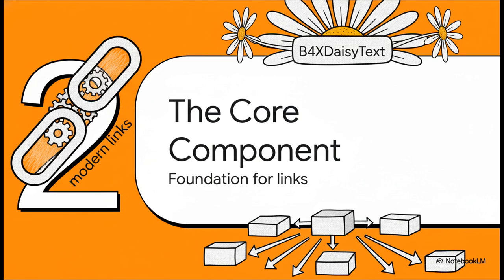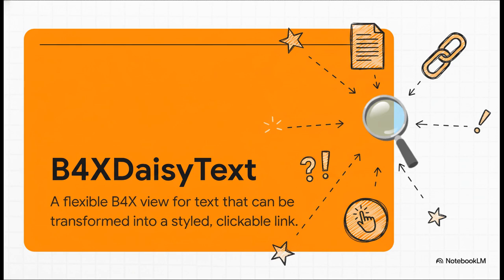Okay, so how do we actually do this in B4X? Well, the magic starts with one single, super flexible component called B4XDaisyText. This little guy is going to be our main building block for pretty much everything we're about to do. At its core, B4XDaisyText is, you guessed it, for displaying text. But here's the kicker. With just a couple of tweaks to its properties, it completely transforms into a styled, clickable link. It's this dual personality that makes it so incredibly powerful.